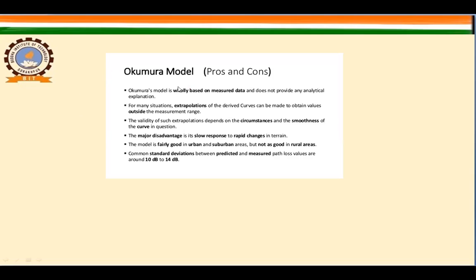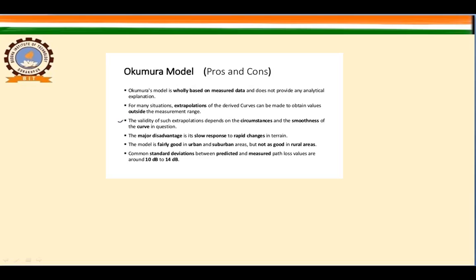So what are the OKUMURA model's pros and cons? The OKUMURA model is wholly based on measured data and does not provide any analytical explanations. For many situations, extrapolation of the derived curves can be made to obtain values outside the measurement range. The validity of such extrapolation depends on the circumstances and the smoothness of the curve in question. The major disadvantage is its slow response to rapid change in terrain.